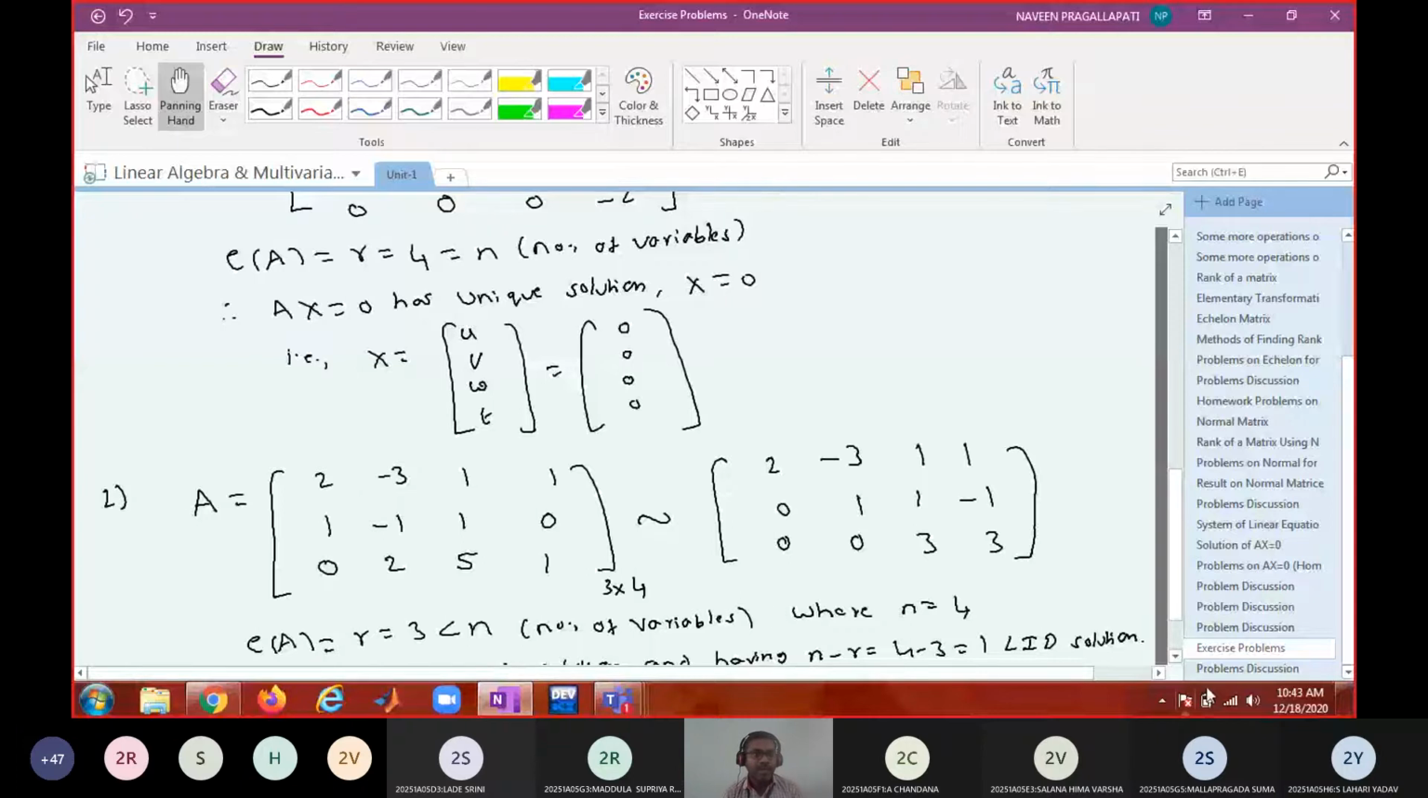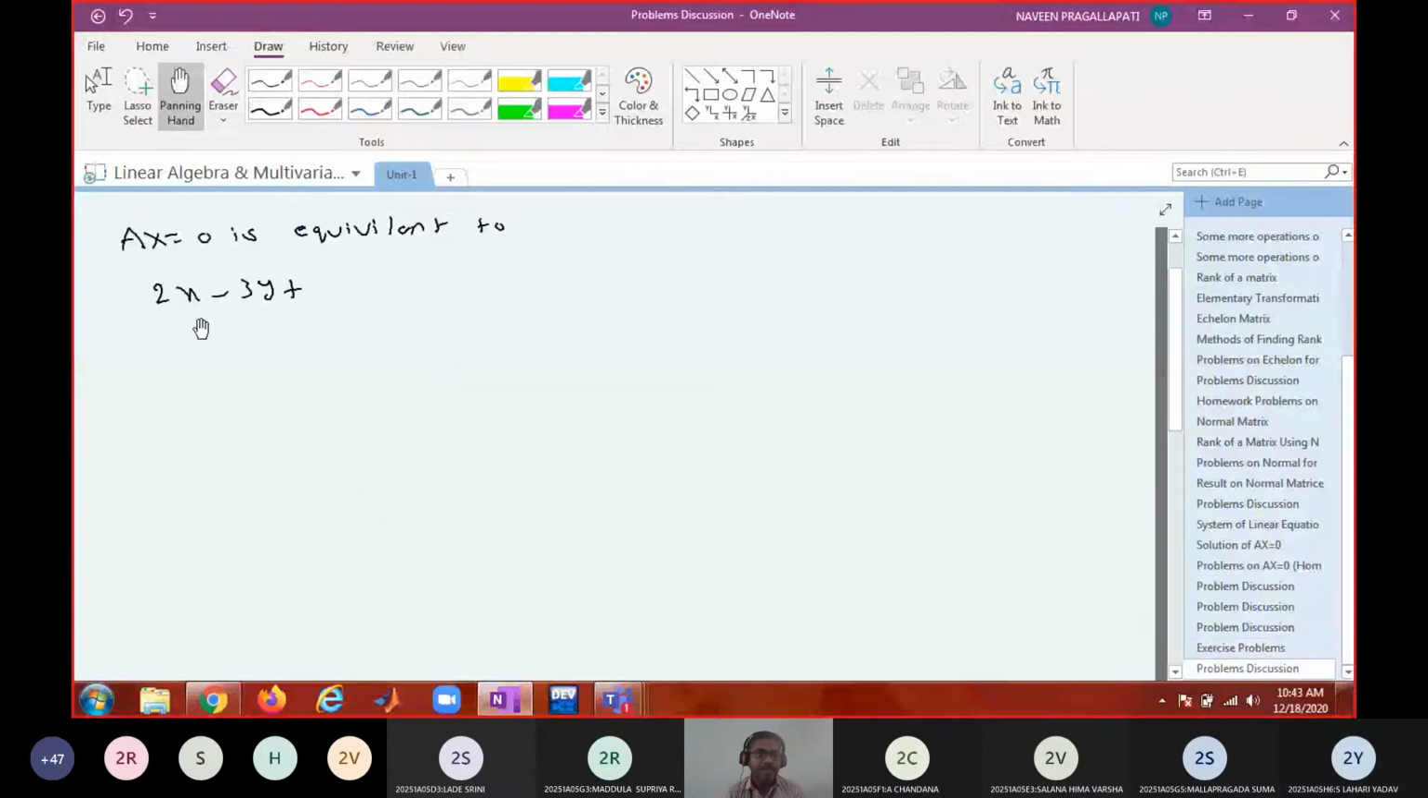So it has to be 2x minus 3y plus z plus t equal to 0. What is the next equation? y plus z minus t equal to 0. Last equation? 3z plus 3t equal to 0. Okay.